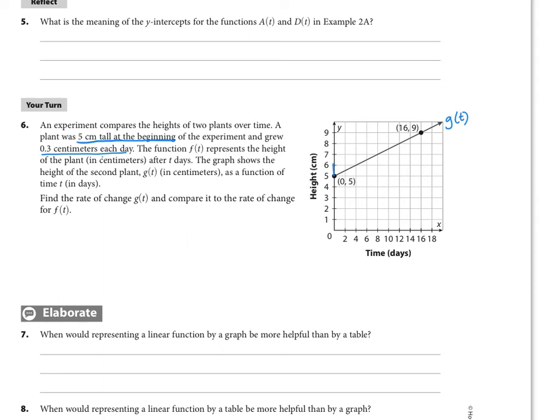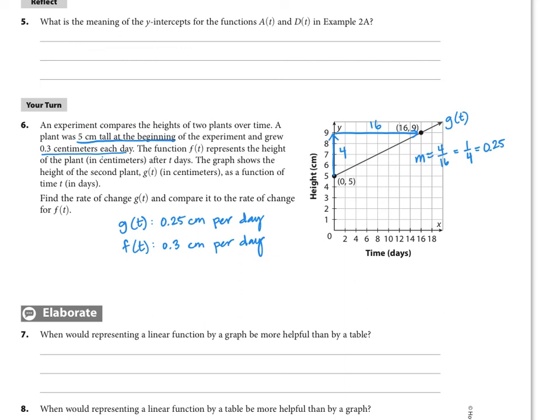So for g of t, the rate of change is, well, look at how much it goes up and how much it goes over. That's rise and run. It went up 4, and the run is 16. So the rate of change, which is the same as slope, is 4 over 16, which is 1/4. That means it grew 1 centimeter for every 4 days, which is 0.25. So for g of t, it's 0.25 centimeters per day. And for f of t, it told us in the description that it's 0.3 centimeters each day.